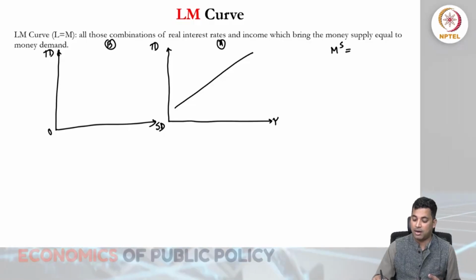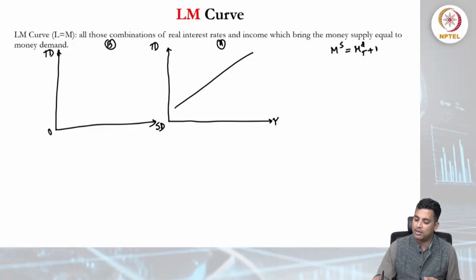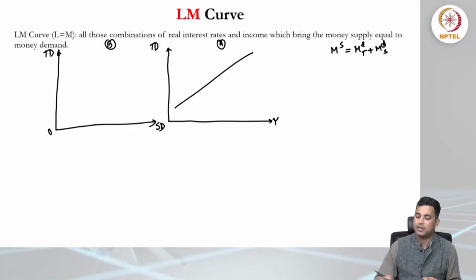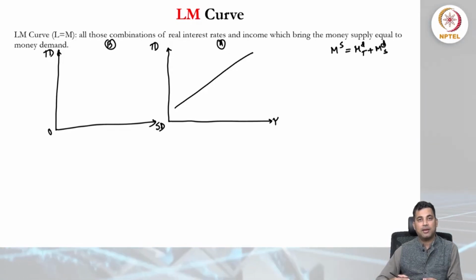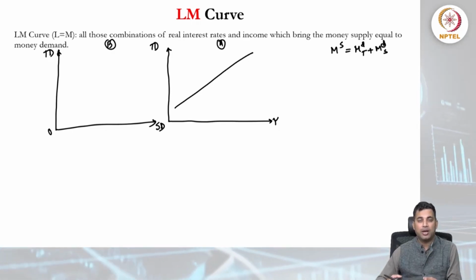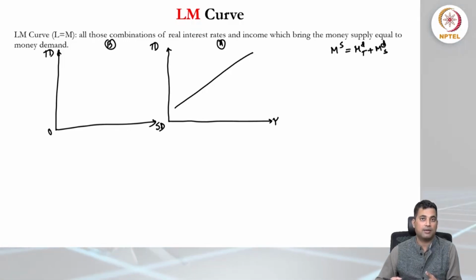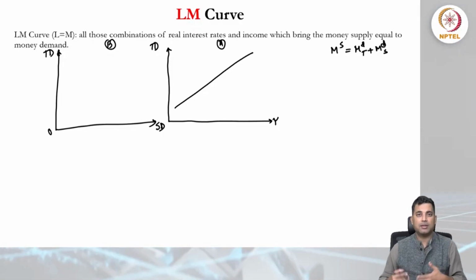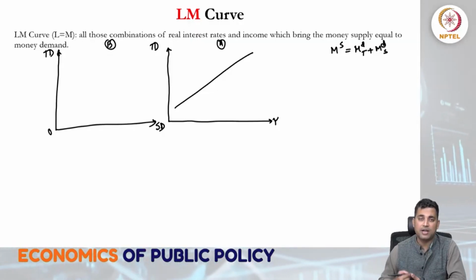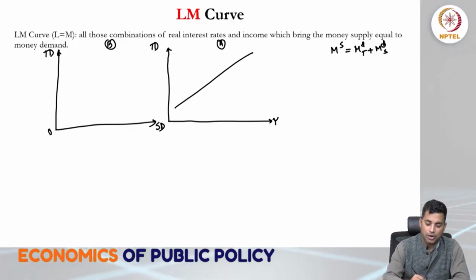That is coming from the money market. One is transaction purposes, and the other is speculative purposes. So if the money demand for speculative purposes becomes more, then for transaction purposes it will be less, because overall money supply is fixed. So we establish this trade-off relationship between transaction demand for money and speculative demand for money.